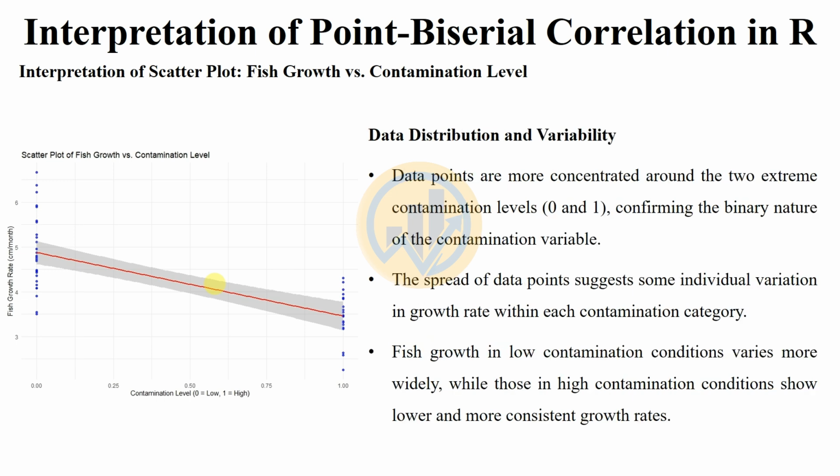Data distribution and variability: the data points are concentrated around the two extremes, contamination levels 0 and 1, confirming the binary nature of the contamination variable. The spread of the data points suggests some individual variation in growth rate within each contamination category. Fish growth in low contamination varies more widely, while those in high contamination conditions show lower and more concentrated growth rates.